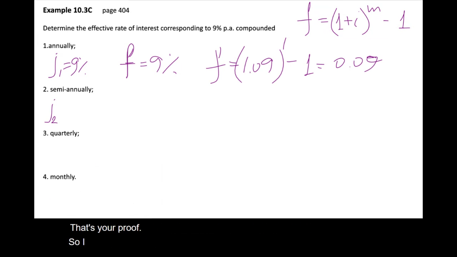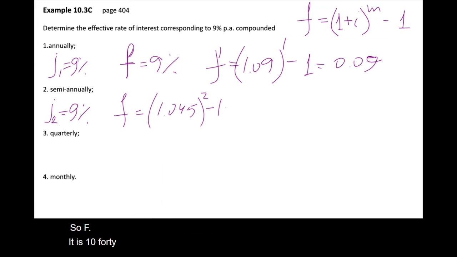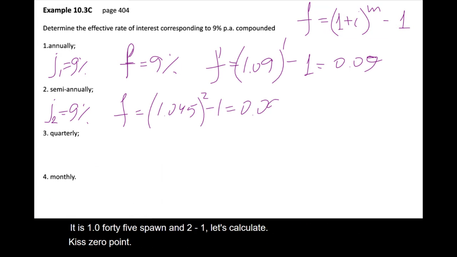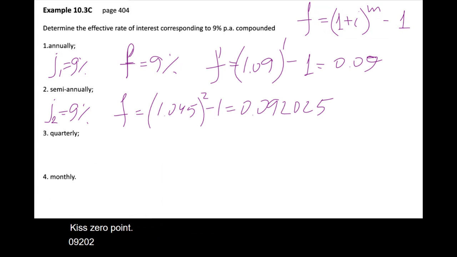So I have J2, 9%. So F, it is 1.045 exponent 2 minus 1. Let's calculate. Okay, 0.092025. Next position, J4, 9%. F, it is.